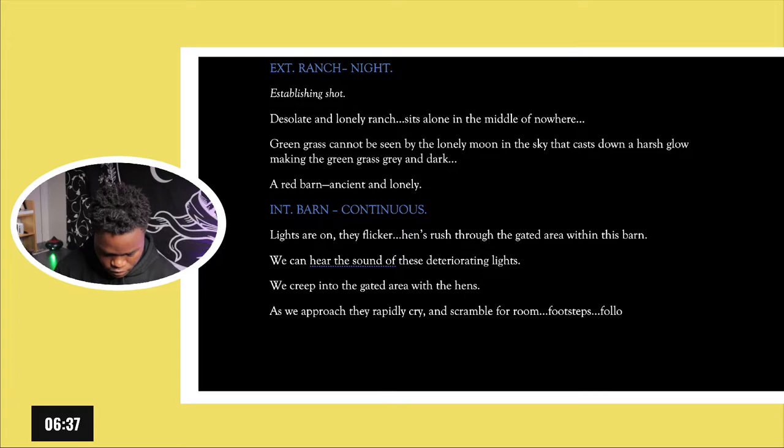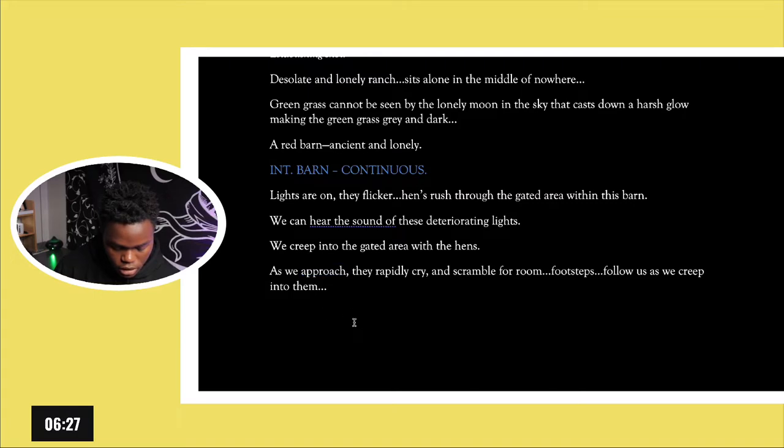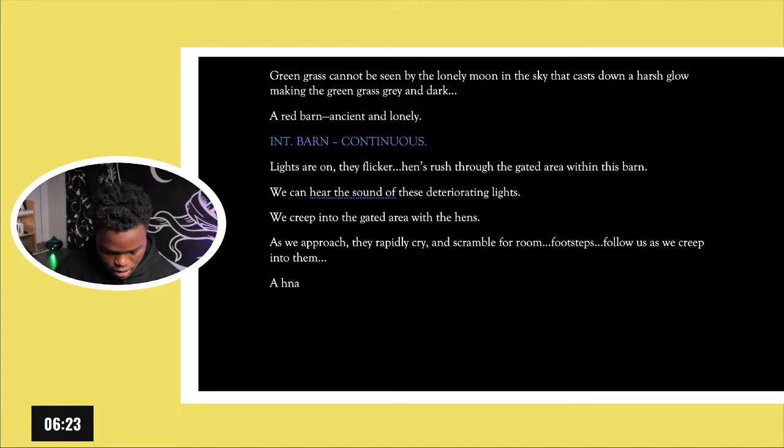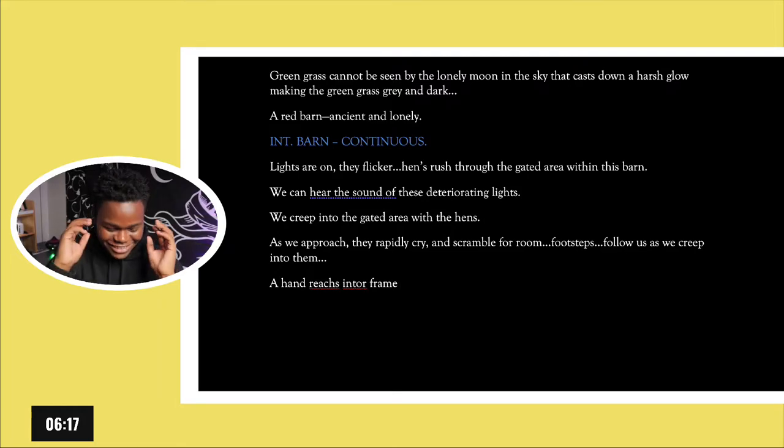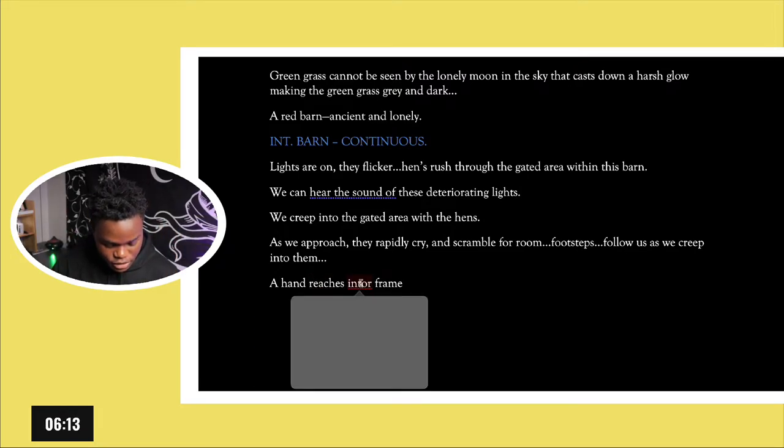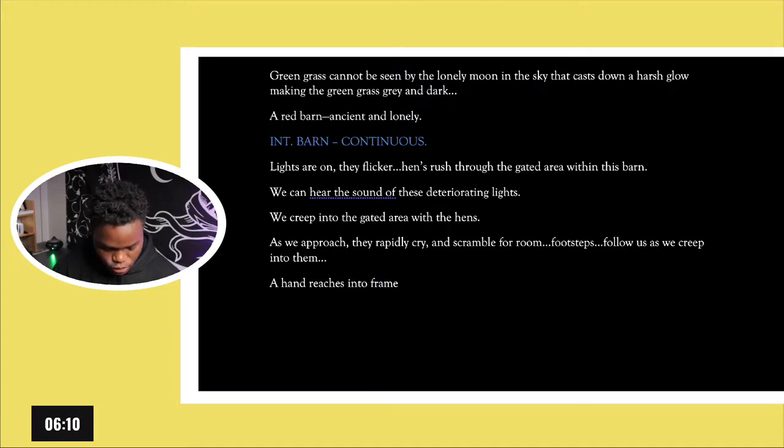Footsteps follow us as we creep into them. Footsteps, as we approach, they rapidly cry and scramble for room. A hand reaches into frame. Y'all can tell I'm also a director because I've already seen how a hand reaches into frame. Ooh, no. A hand encased in a black glove. A black glove with blood reaches into frame and snatches a hand.